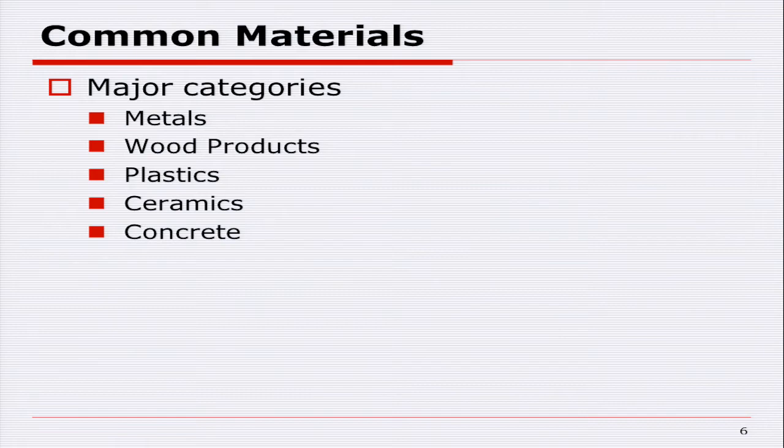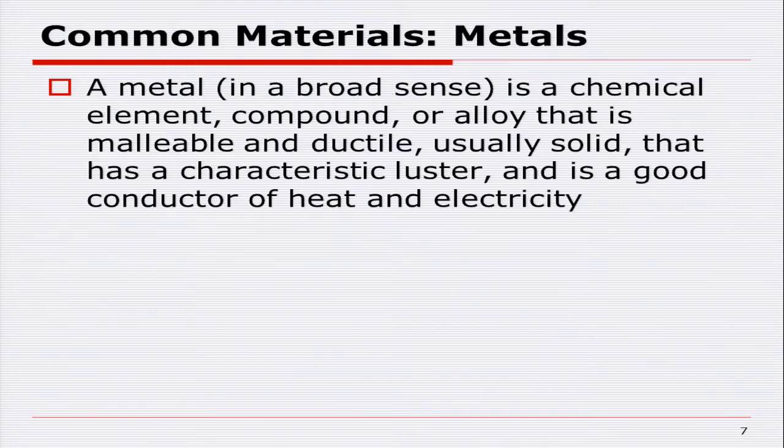What we're going to look at in the lecture today is just run through metals, some wood products, plastics, ceramics, and concrete products. Those are our major materials of use, and that'll cover probably about 99% of what you'd use in industry. First of all, we'll look at metals, and as it says here in the broad sense, it's a chemical element, compound, or alloy that is malleable and ductile, usually solid, and it has a characteristic luster, and it's really a very good conductor of heat and electricity.